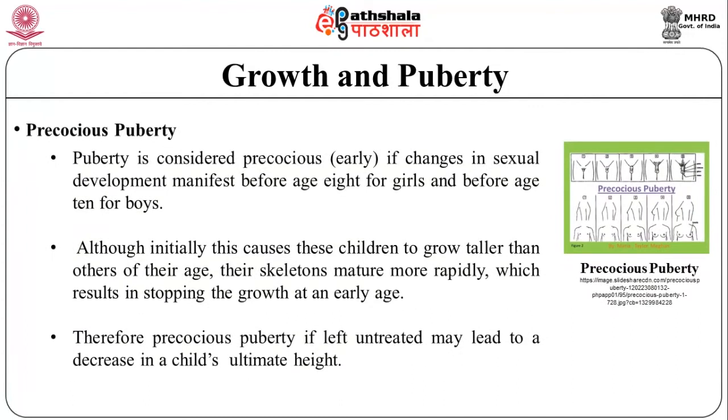Precocious puberty. Puberty is considered precocious, or early, if changes in sexual development manifest before age 8 for girls and before age 10 for boys. Although initially this causes these children to grow taller than others of the same age, their skeletons mature more rapidly, which results in stopping the growth at an early age. Therefore, precocious puberty, if left untreated, may lead to a decrease in the child's ultimate height.